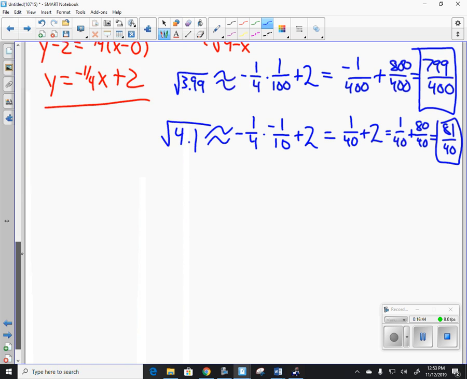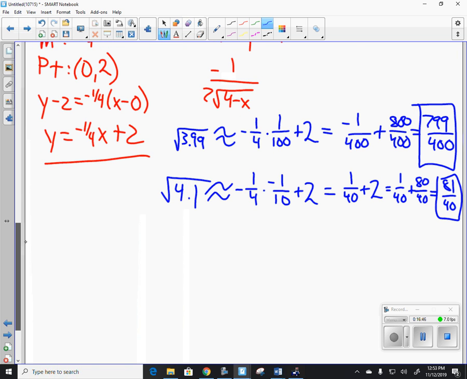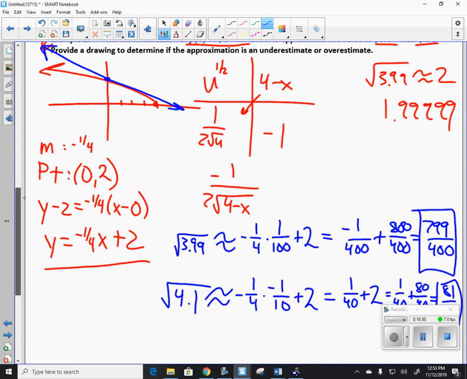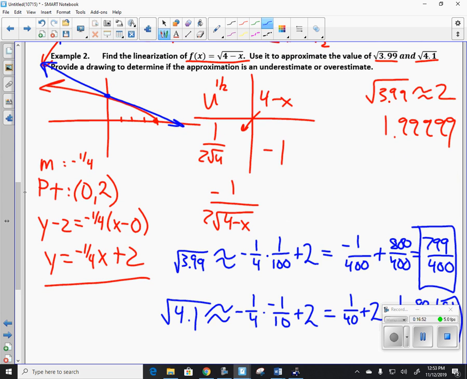The last question is, are these overestimations or underestimations of the actual answer? They are overestimations. Why? Because this function always sits above the other function.